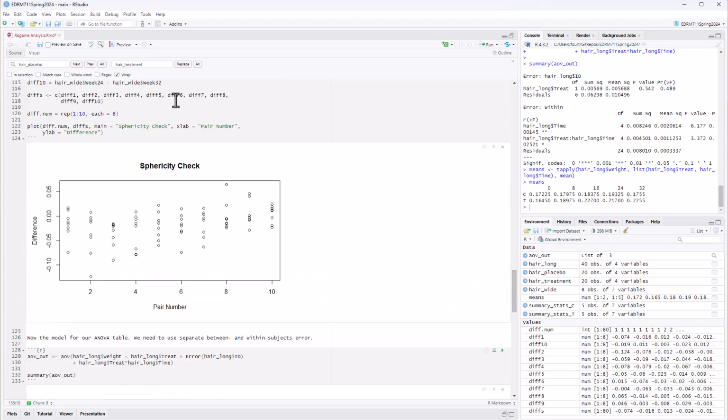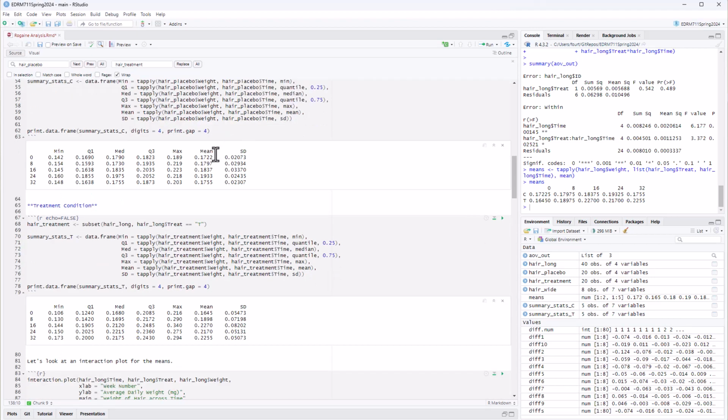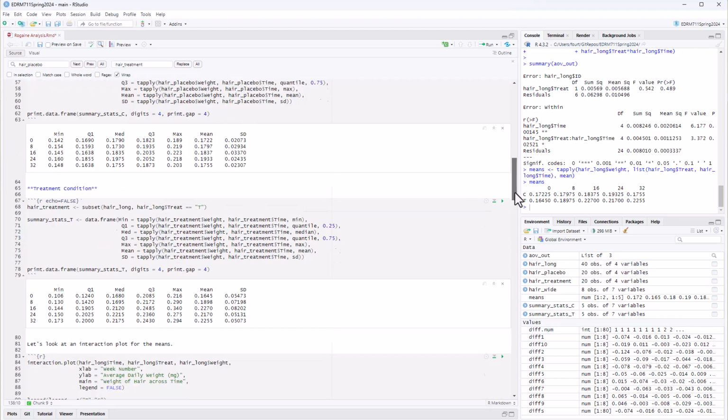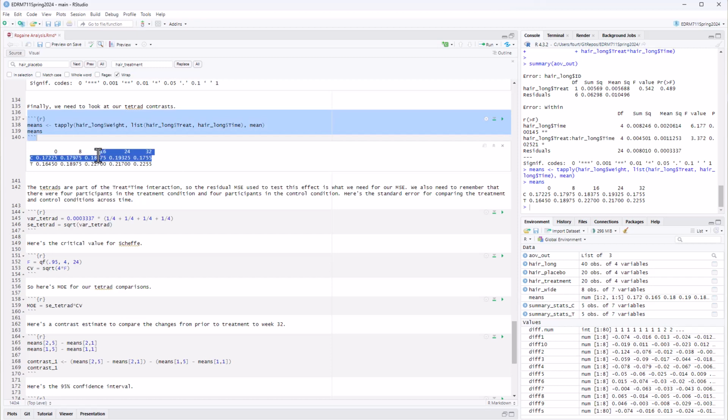So we already had those means way back up here when we did our descriptive statistics, but now I have them nice and handy in this little matrix actually. Why matrix? Because I have one vector for placebo right there, the control group, and one vector for the Rogaine group right there. The tetrads are part of the treatment by time interaction.